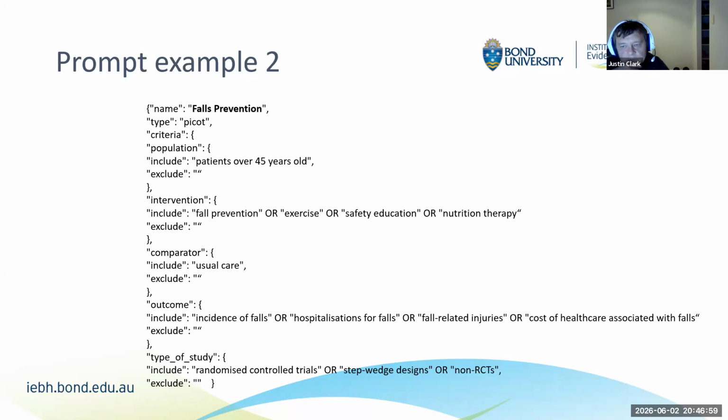Again, patients over 45 years old is our inclusion criteria. Fall prevention. Oh, we didn't even use falls prevention. Well, exercise was one of the other interventions, safety education, nutrition therapy, to see if they would work compared to usual care. Again, incidence of falls, hospitalizations, nothing too complicated there. We also included randomized trials, step wedge designs, and this one was for non-randomized trials. So that's the prompts. They basically just have to be your standard PICO criteria from your review.